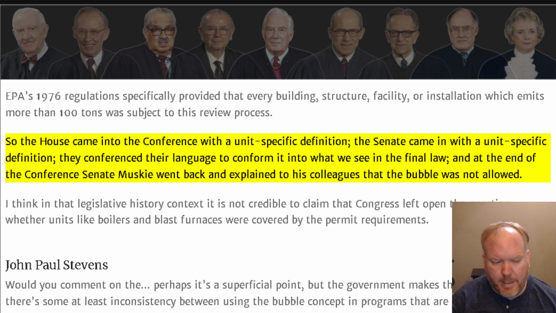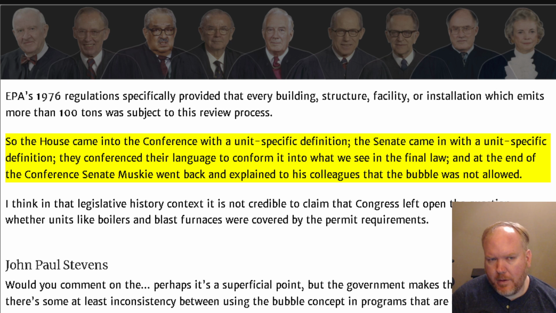I don't know about. I don't think it follows, at least for me. If the language from the 1976 regulation is every building, structure, facility, or installation, that suggests more of a bubble type analysis to my mind than a unit specific. So he's saying the House and Senate had unit specific, but when I go read the language, building, structure, facility, or installation, I mean, installation facility certainly seems like a bubble kind of analysis.